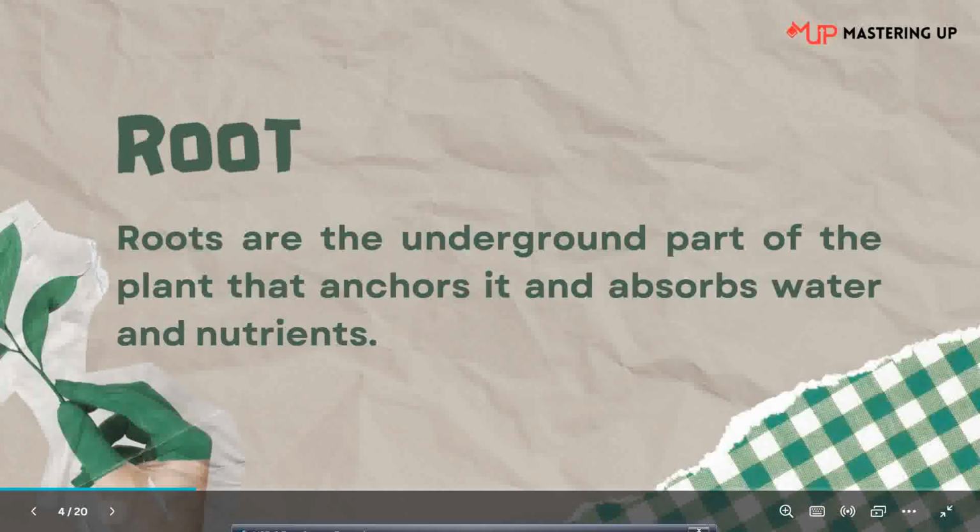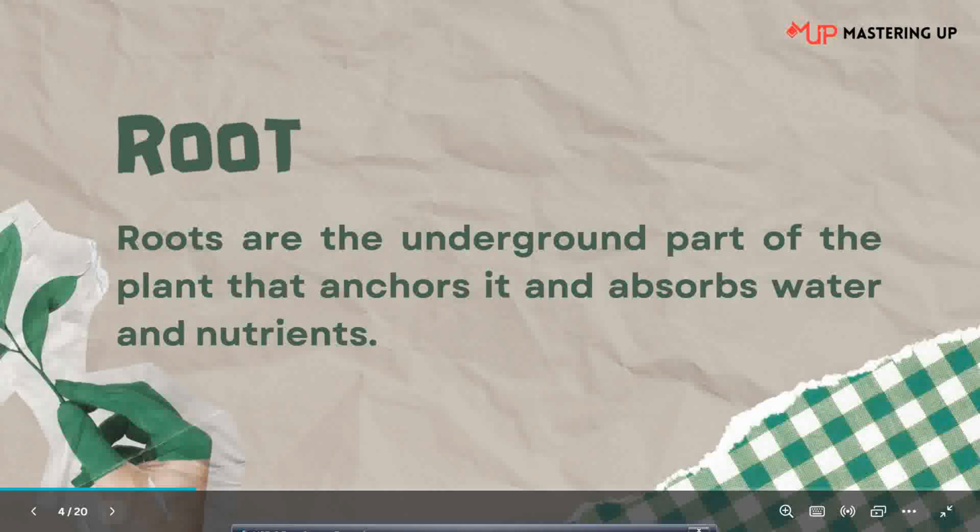First, what is a root? I think you all know the roots are the underground part of the plant. Okay, so in a plant, the root is the structure present in the underground part. Roots are the underground part of the plant that anchors it and absorbs water and nutrients.